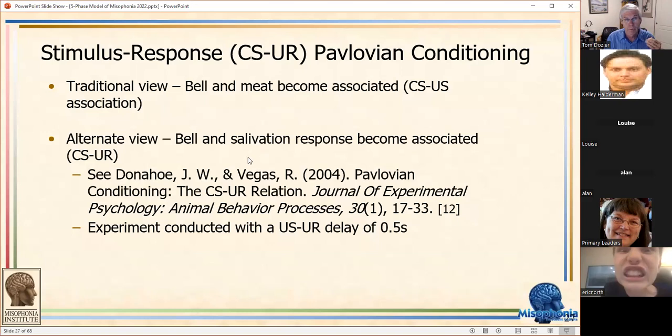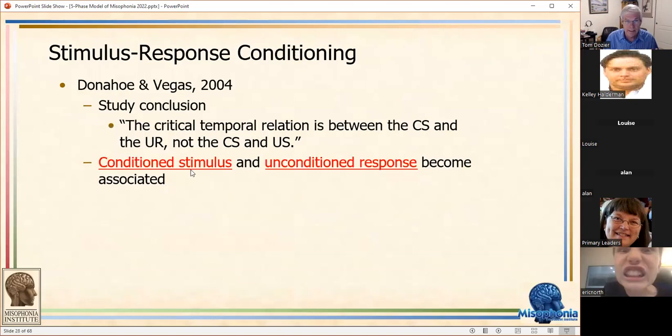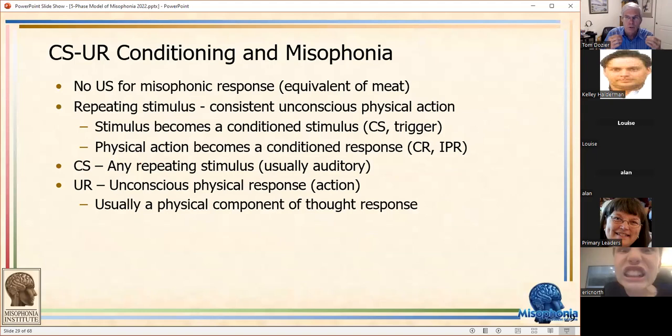So what Donahoe and Vegas did is they had a delayed reflex where they could test it. And their conclusion was the critical temporal relation is between the conditioned stimulus, meaning the bell, and the conditioned response, meaning salivation, not between the meat and the bell. So the conditioned stimulus connects with the response, and they become associated within the brain. Essentially, your lizard brain is trying to do what it sees you doing.